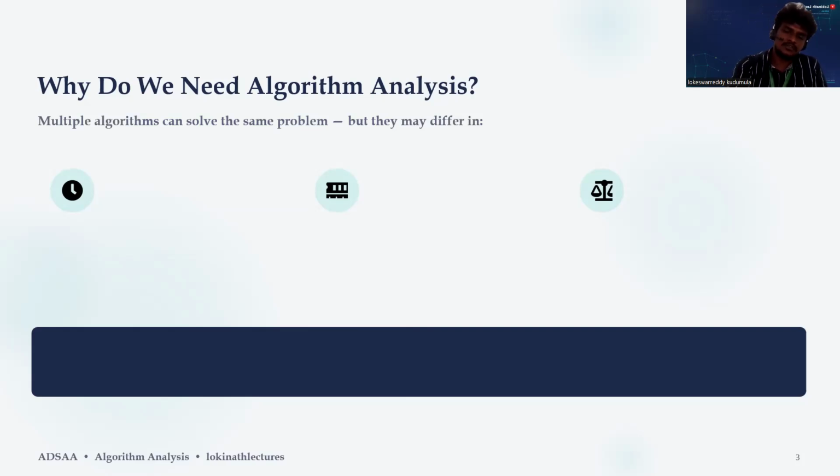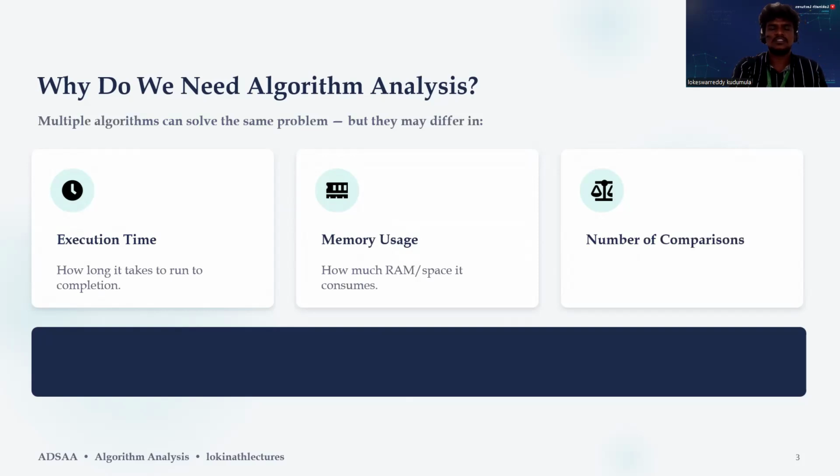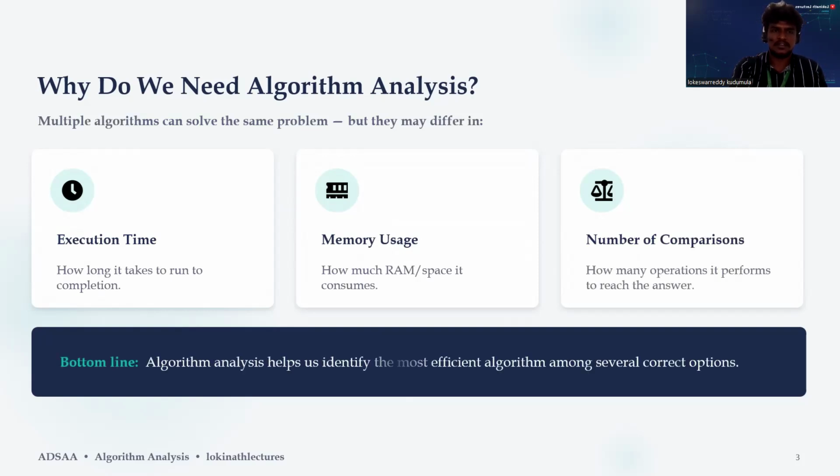For example, we have one problem statement. For that problem statement, we can write multiple algorithms. A few of the algorithms are more efficient in time complexity, a few of the algorithms are more efficient in space complexity, and a few of the algorithms need fewer comparisons. So these are the things that will be there in algorithm analysis.